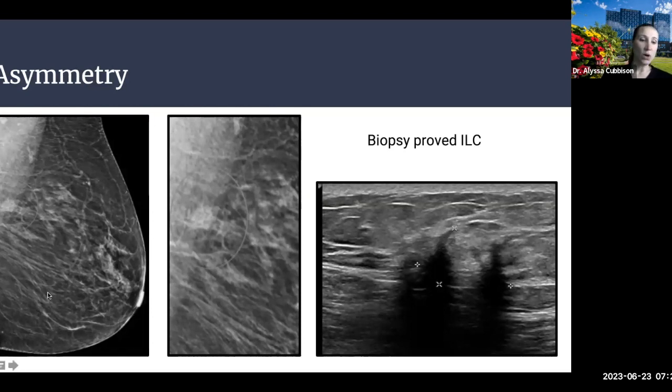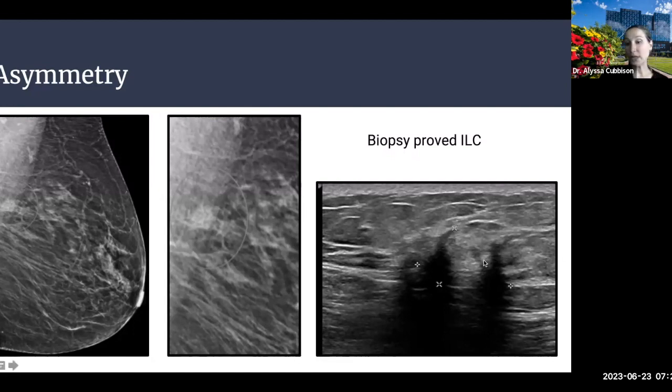So this is all just normal fibroglandular tissue. As you can see, I know the circle is certainly faint, but I'll circle it with my cursor here. This was found to be somewhat discrete from the rest of the parenchyma, and this was called back. Additional diagnostic views were performed, and then they were sent for ultrasound.